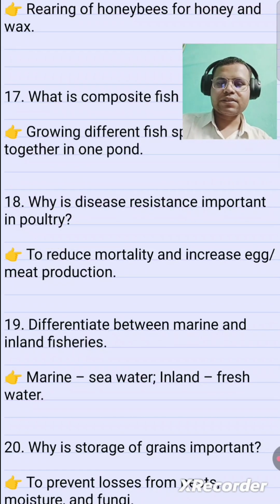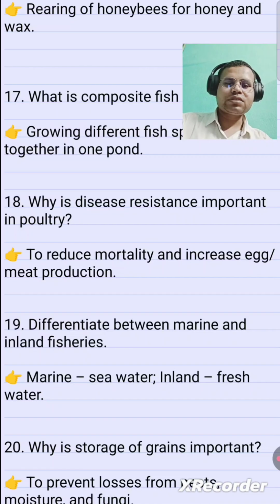Why is disease resistance important in poultry? To reduce mortality and increase egg and meat production. And differentiate between marine and inland fisheries. Marine fisheries are in sea water and inland fisheries are in fresh water. After that, why is the storage of grain important? To prevent loss from pests, moisture, and fungi, storage of grains is very important.